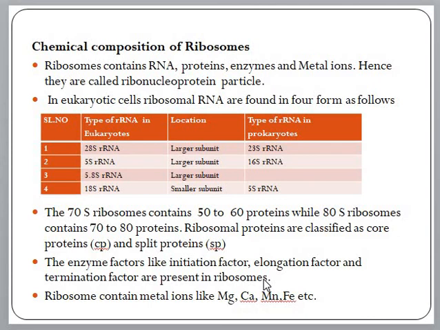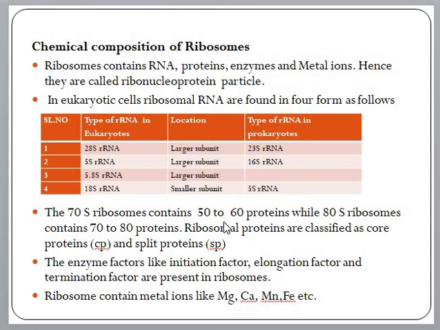In the eukaryotic cell, ribosomal RNA is found in 4 forms. The larger subunit of eukaryotes contains 28S rRNA, 5S rRNA, and 5.8S rRNA, whereas the smaller subunit contains 18S rRNA. In the case of prokaryotes, the larger subunit contains 23S rRNA and 5S rRNA, and the smaller subunit of prokaryotes contains 16S rRNA.